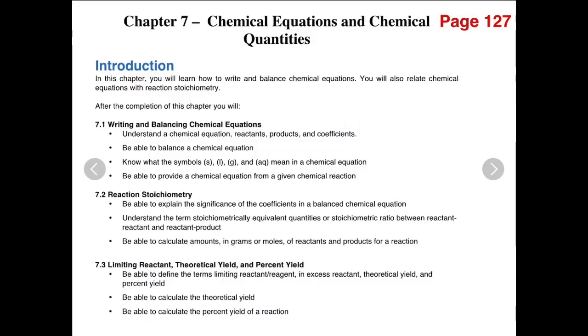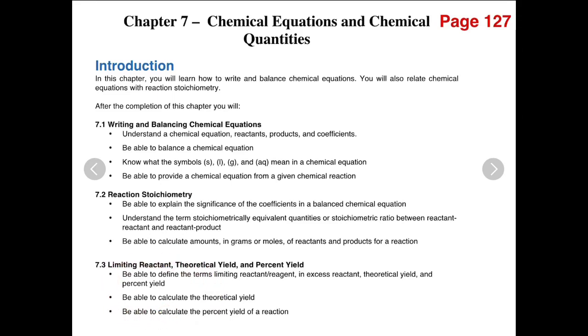In the previous chapter 7.1, we learned how to write chemical equations and also balance chemical equations. In chapter 7.2, we used the coefficients from the balanced chemical equation to help us do calculations, using the stoichiometric ratio that allows us to convert between reactant and product, or between products, right? And in this chapter section, we are going to do a calculation similar to 7.2.